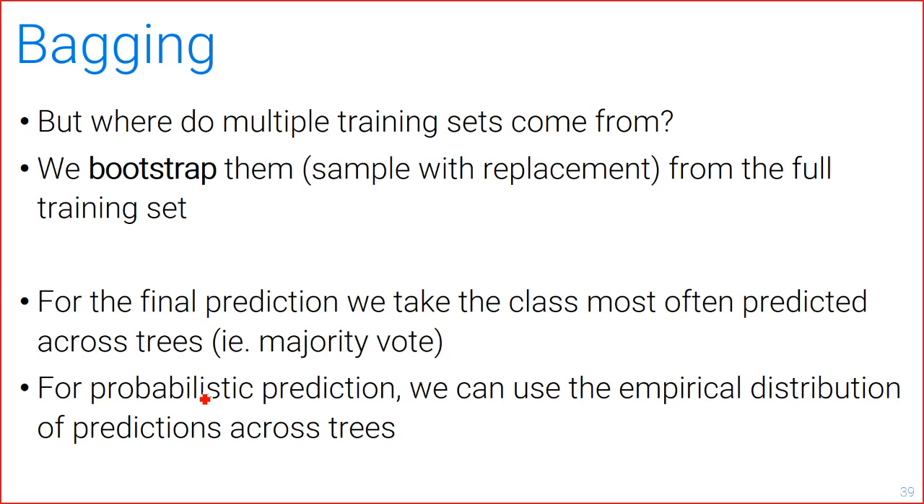And so the problem is, very nice, but where do we get these multiple training sets from? Normally you only have one, and you build the one model with that one training set. So how do you come up with multiple training sets? Then we do something very similar to what we saw with cross-validation. We basically bootstrap them. And that means we sample with replacement from the full training set. So for the final prediction, we take the class that is most often predicted across the trees. That would be the majority vote.